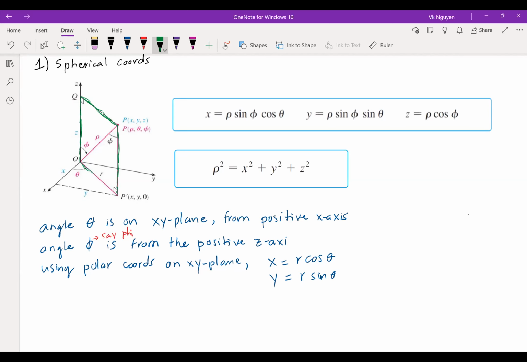Everybody see this plane right here? Okay, so what is so cool about this plane is rho right here is the radius of the sphere. Pretty much we have that formula rho squared equals x squared plus y squared plus z squared. So the angle phi is from the positive z axis. So you can figure r. Right? So r is down here.